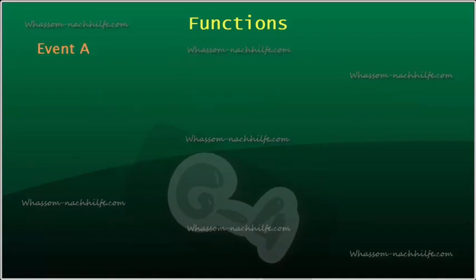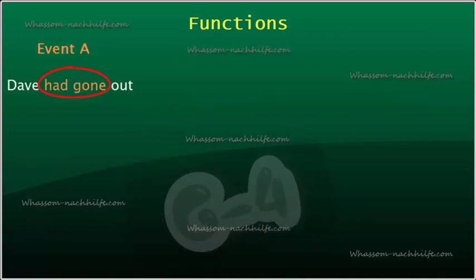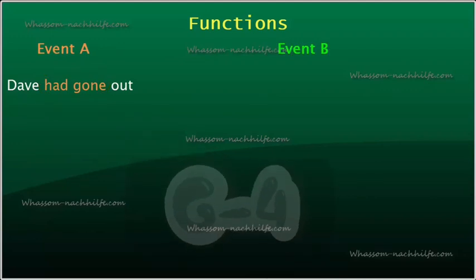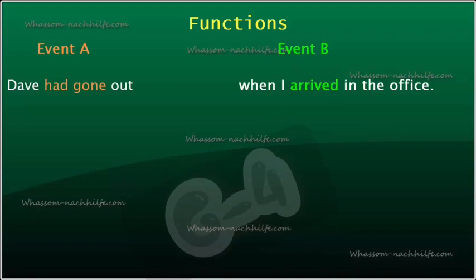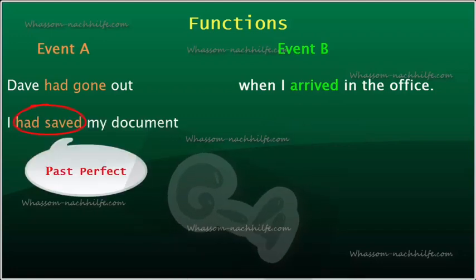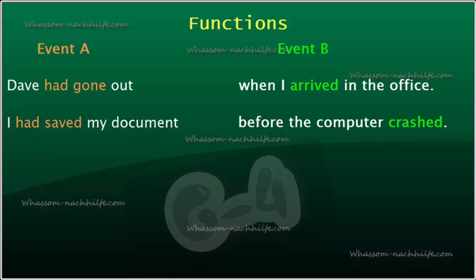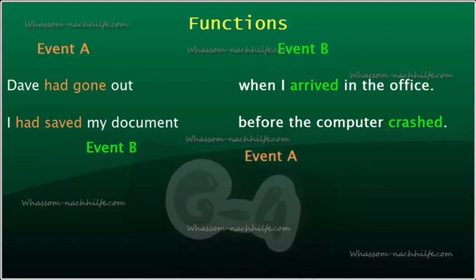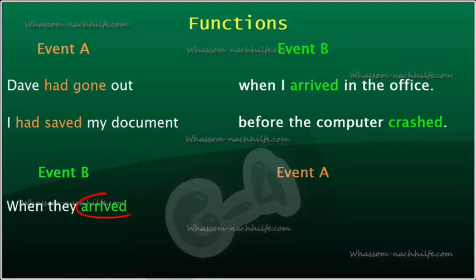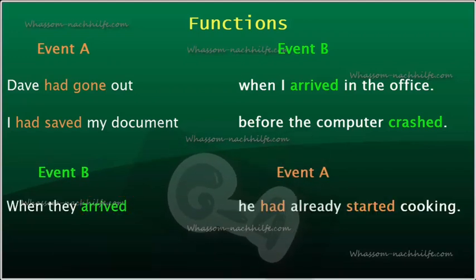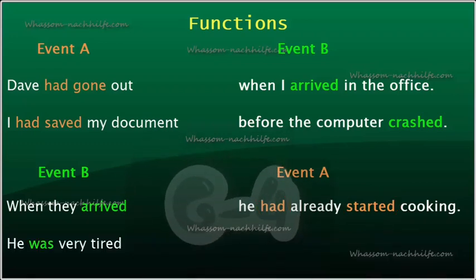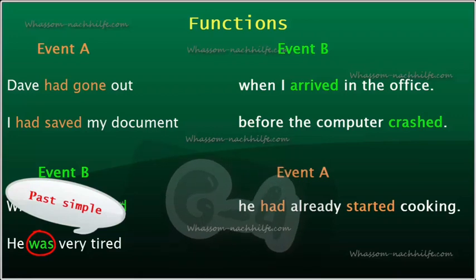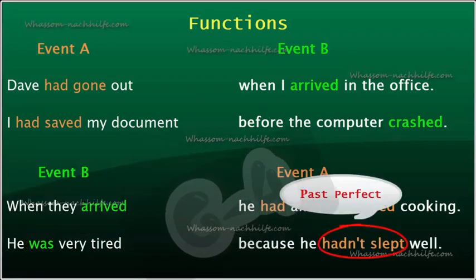Some examples: Event A, Dave had gone out. Event B, when I arrived in the office. Event A again, I had saved my document. Event B, before the computer crashed. Or vice versa, when they arrived, he had already started cooking. For event A. Event B, he was very tired. Event A, because he hadn't slept well.